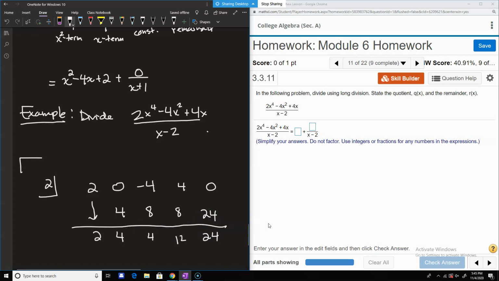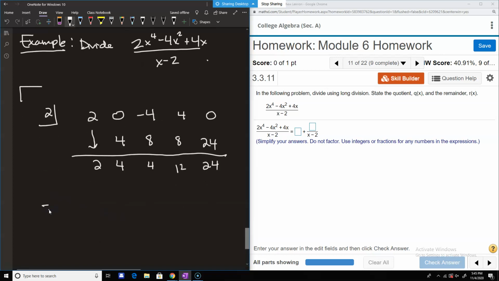And again, what does this result really mean? Well, it means I have a remainder, a constant, an x squared, and an x cubed term. So my result here should be 2x to the third plus 4x squared plus 4x plus 12 plus my remainder of 24 over the x minus 2.